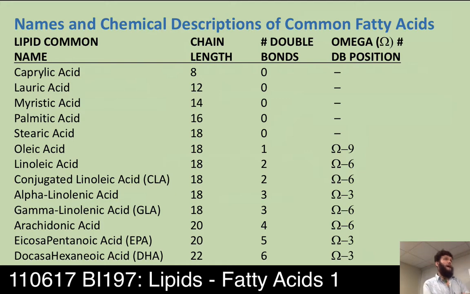But it is a saturated fat. There are no double bonds in it. Lauric acid, 12, myristic acid, 14, palmitic acid, 16, stearic acid, 18, oleic, we've already seen. Oleic acid is the first one on this list that actually has a double bond. So we're getting into the unsaturated fatty acids. You'll notice here that the ones that I'm showing you, as the chain length goes up, so does the degree of unsaturation.